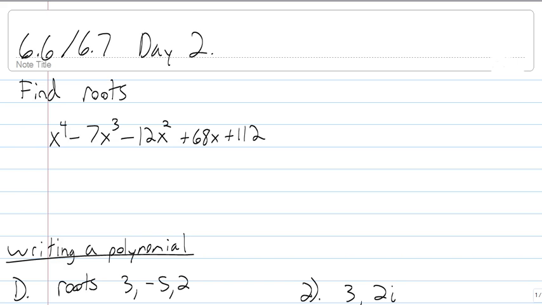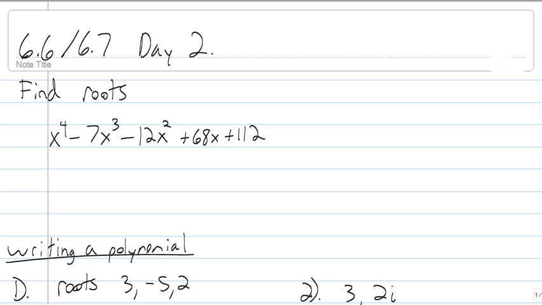So, anyway, today we're going to quickly tie things together and go kind of backwards. I'm going to give you the root. The first one we're going to find the roots, but for the last three I'm going to give you the actual zeros or roots of the problem, and you have to come up with the polynomial function that those came from. So, first thing, find the roots.